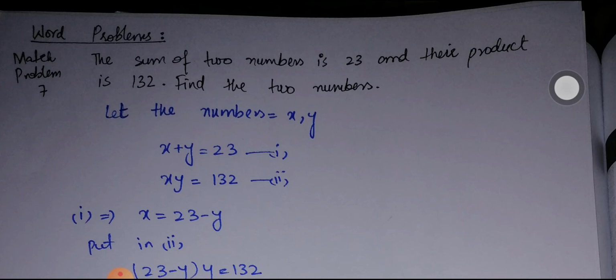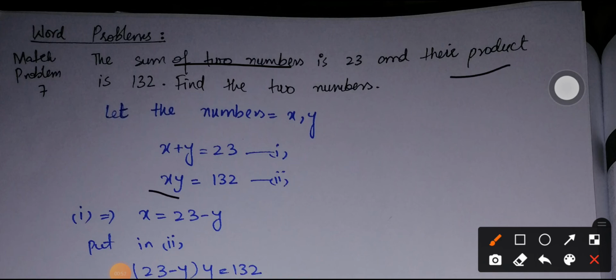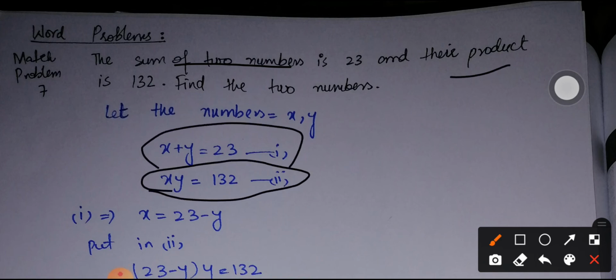But now we have a simple condition: two numbers whose sum is 23 and product is 132. So we take the numbers to be x and y. Sum means we add the numbers, so x plus y is equal to 23, and product means we multiply the numbers, so x into y is 132. Now we have two equations, as we discussed in 1.2, that if you want to find two variables we must have two equations.